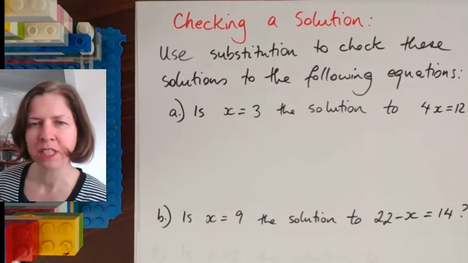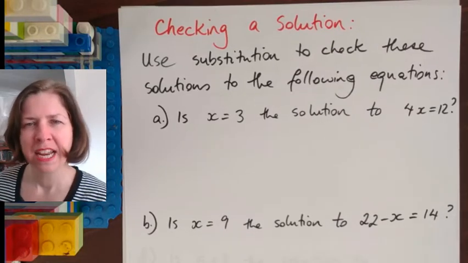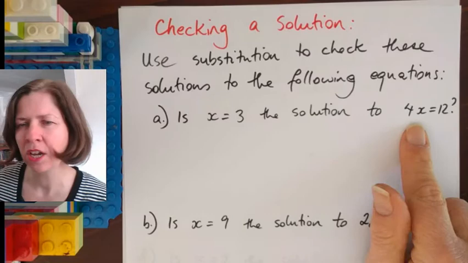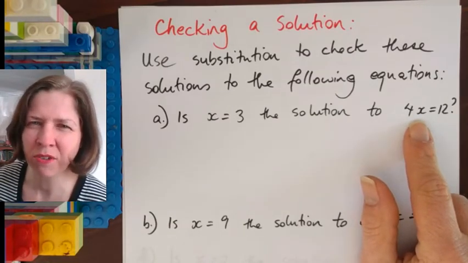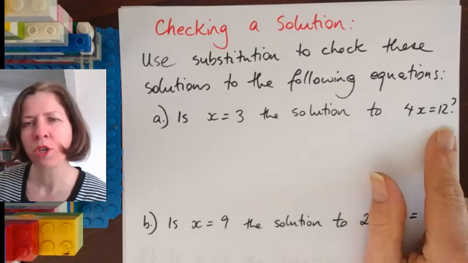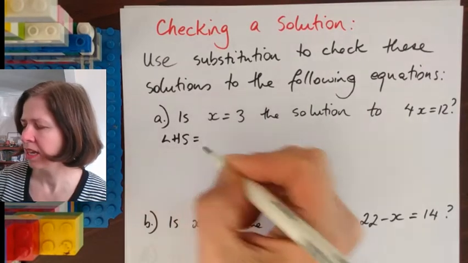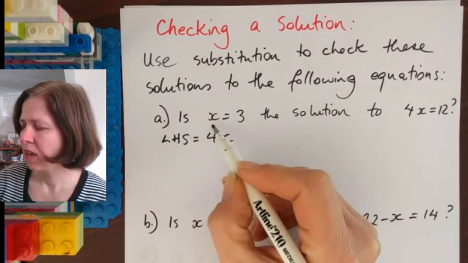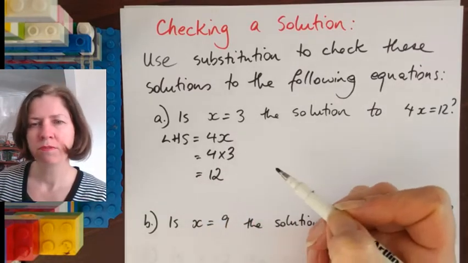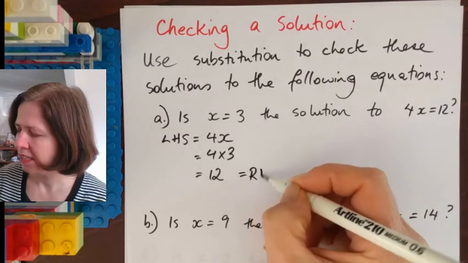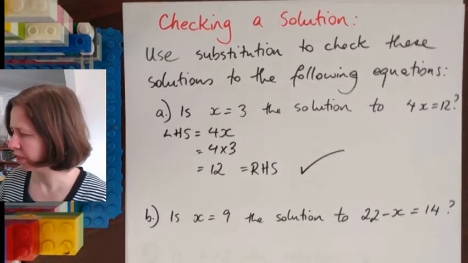So my first example is to check, is x equals 3 the solution to 4x equals 12? Now notice I'm not going to look at the equation and go 4x equals 12, okay, I think the answer is 3. And I do think it's correct, by the way. But that's not what I'm going to do. I'm going to use substitution just like I did just now. I'm going to jot down left-hand side equals 4x. And when x is 3, that means 4 times 3, which equals 12. And that equals the right-hand side. So yes, it is a solution. Great.